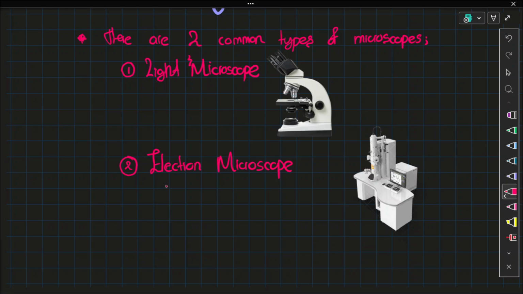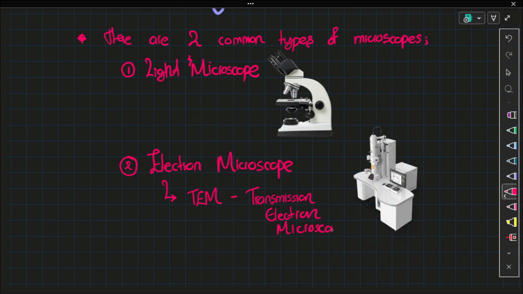Now the thing when it comes to an electron microscope is that we actually have two types of electron microscopes. You are not required to know these types in too much detail, but I want to explain what those are. The first one is known as a transmission electron microscope.